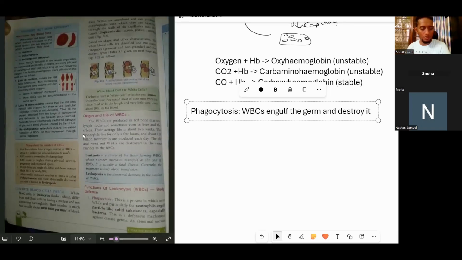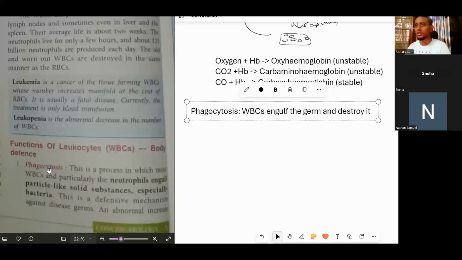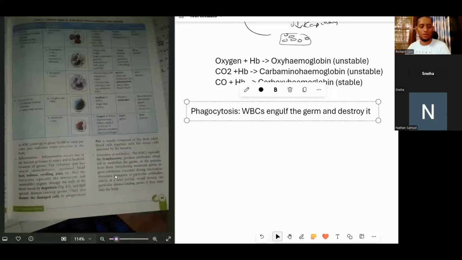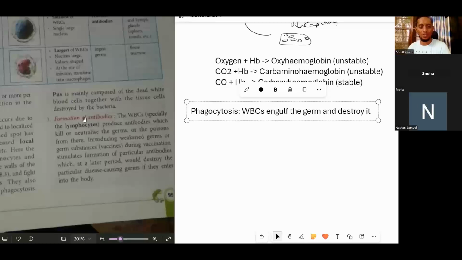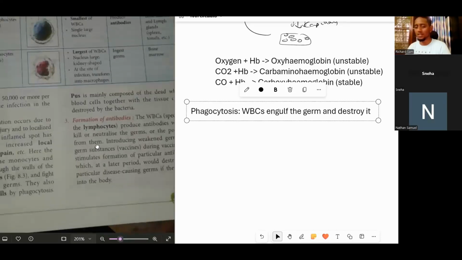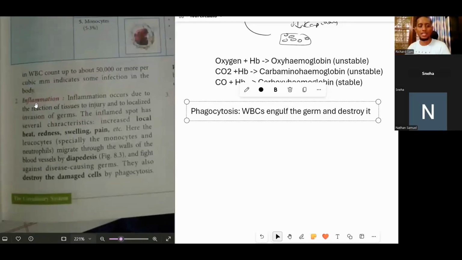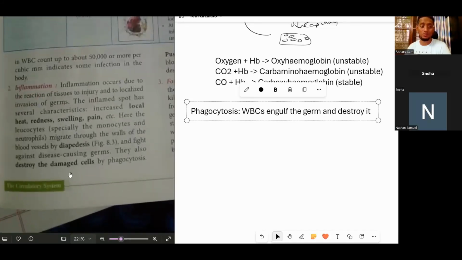So functions of the WBC, we saw two functions. One was phagocytosis to ingest the germs, and one was formation of antibodies that will destroy the germs. There's one more function here, what is that? Inflammation. Inflammation is what? See, when you get hurt somewhere, that area becomes red, it becomes warm, it becomes swollen. That is inflammation. When does inflammation happen? When you get hurt. Correct.